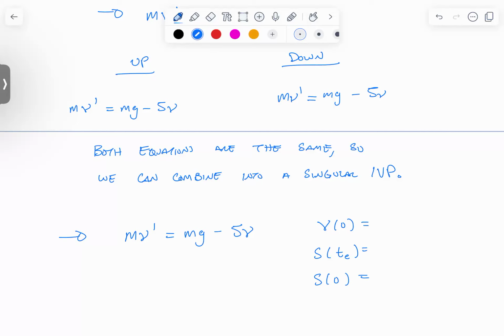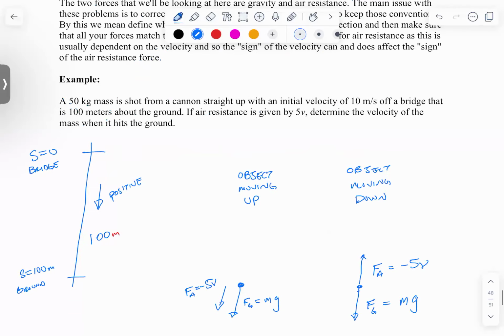So given we have position information as well, and of course, in order to actually do the IVP, we really only need the initial velocity. So what was the initial velocity? 10. Because down is the positive direction, which direction was the initial velocity? Negative 10.